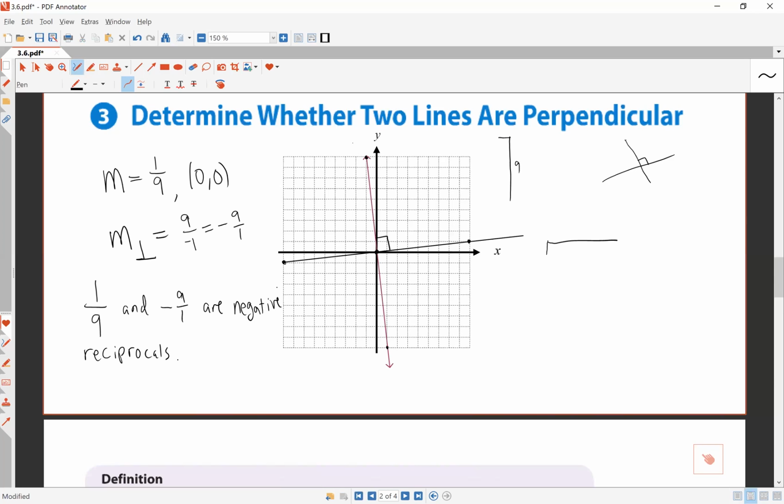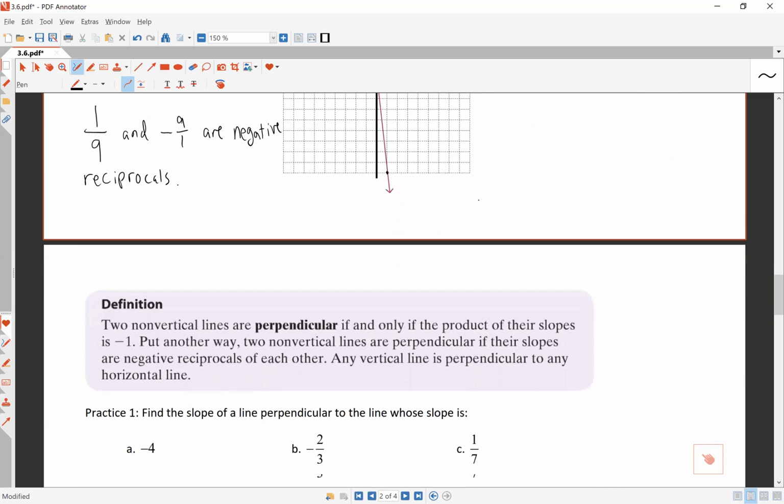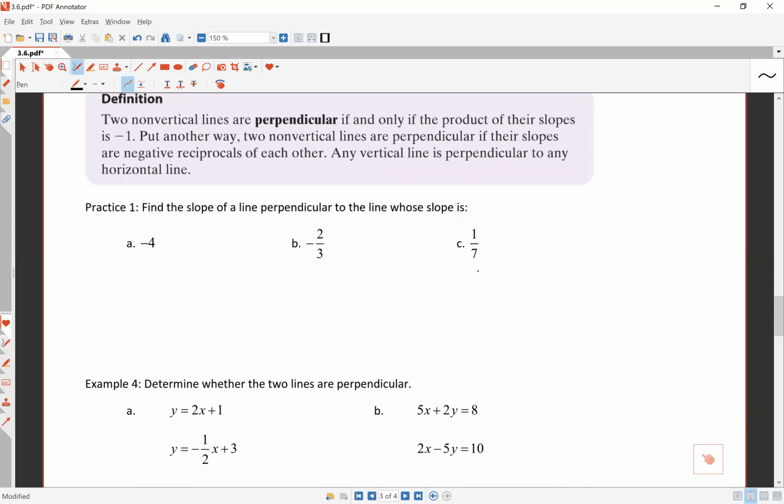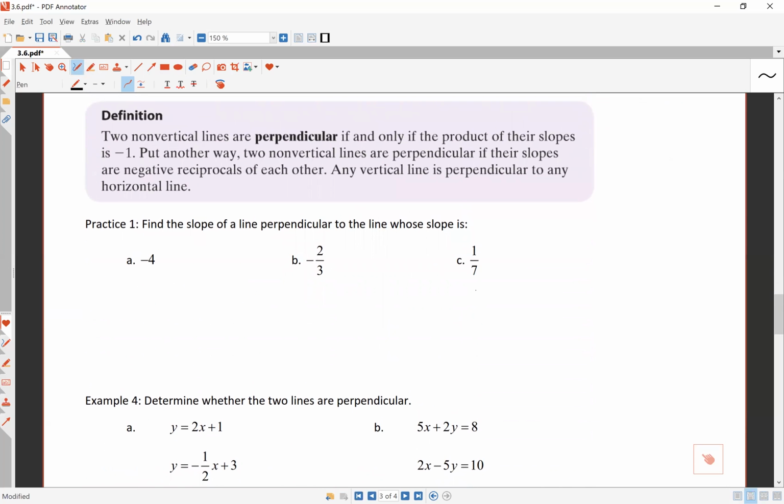You can see definitely why one of them is a positive slope and one of them is a negative slope, and now you can see why they are reciprocals. So that leads us to the definition. Two non-vertical lines are perpendicular if and only if their slopes are negative reciprocals of each other.